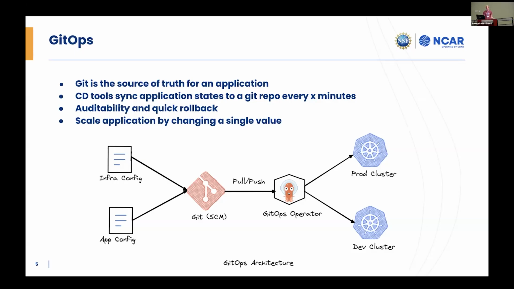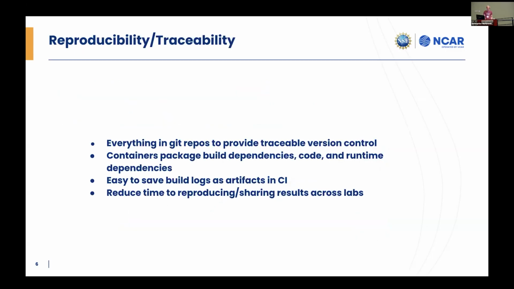And I also mentioned scaling applications by changing a single value. This diagram is showing, on the left, your configurations for app and infrastructure, you have Git, and then you have your operator and configuration. It's called Argo CD. And then that's controlling how your clusters run, and the infrastructure and applications themselves.